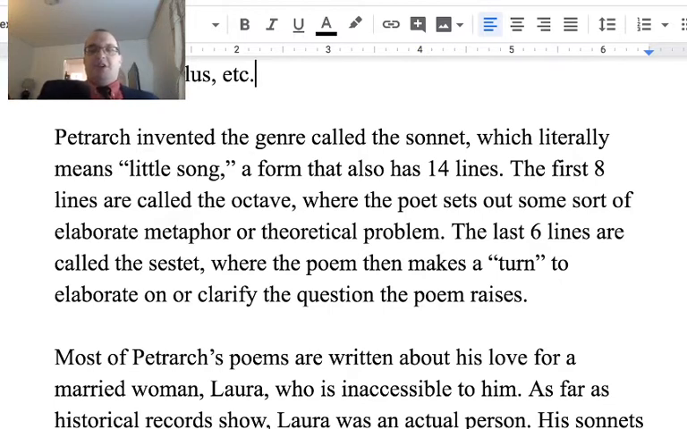As far as Petrarch's themes go, most of his poems were written about his love for a married woman named Laura. As far as I was reading up on Petrarch before this, as far as historical records go, Laura was an actual person. So Petrarch spent his life pining away for this woman who he couldn't have. He never really tried.